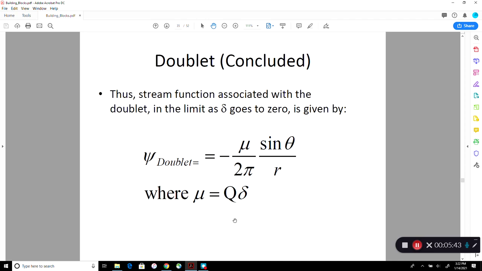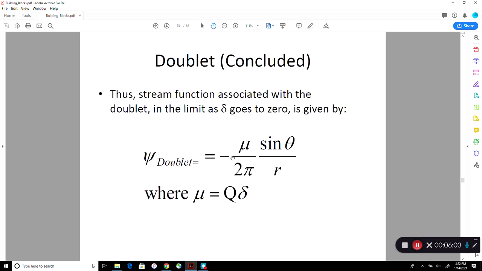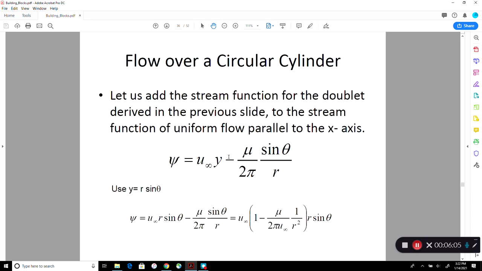Now we can look at the flow over a body. It turns out to be a circular cylinder. So again, we take a uniform free stream in the x direction only. So the psi due to the free stream is u infinity times y. This is the doublet solution that we just derived up here with the minus sign in front of it.